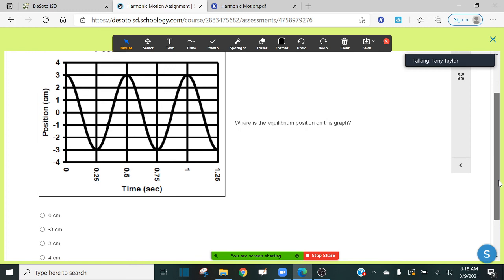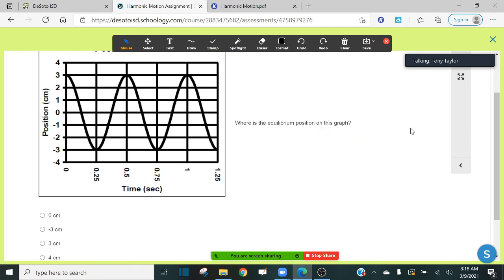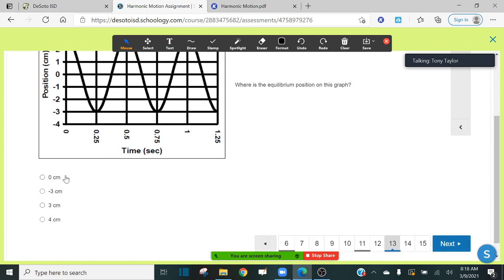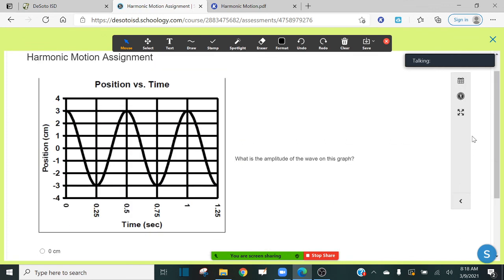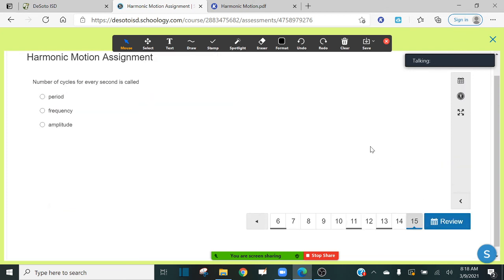Right here on this graph, when it says where is the equilibrium position, guys, know what equilibrium position means. Equilibrium position just means the midpoint. You notice the midpoint of the wave is exactly at 0 centimeters here. So you just put 0 centimeters here. The rest of this you guys should be able to do by yourselves.